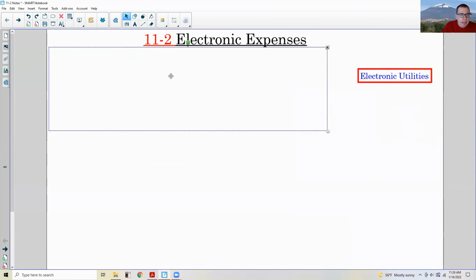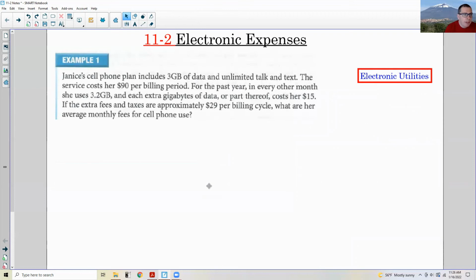Okay, so let's jump right into example 1. Janice's cell phone plan includes 30 gigs of data and unlimited talk and text. The service costs her $90 per billing period. For the past year, in every other month, okay, so let's highlight some stuff here before I go any further. $90 per billing period is the average. For the past year, in every other month, she uses 3.2 gig.